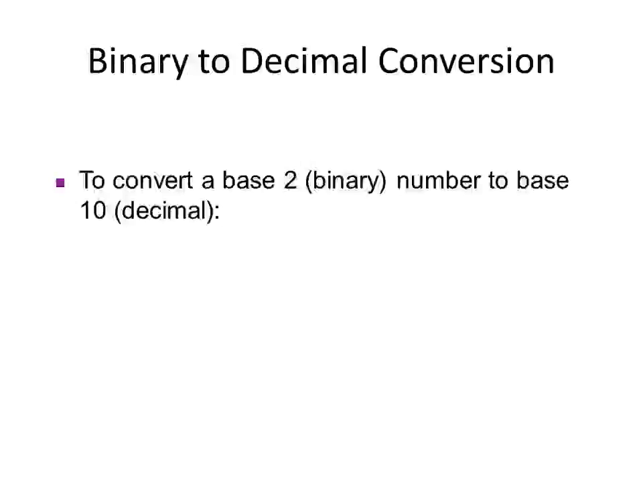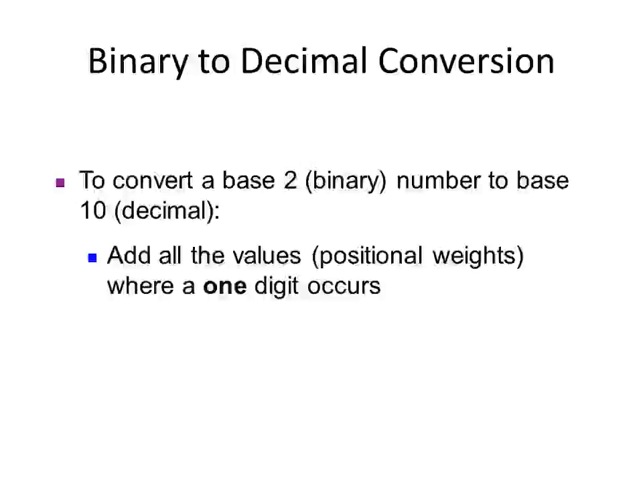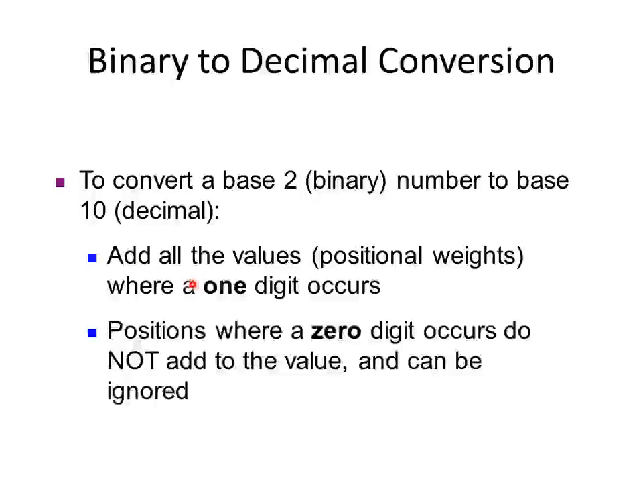Now, binary to decimal conversion means adding all the values. A simplified method is to add all the values whose positional weight has a 1 digit. When you have a 1 digit, add the position weight. If it is 0, there is nothing to be added.